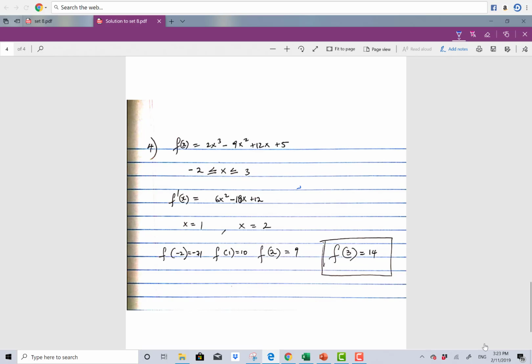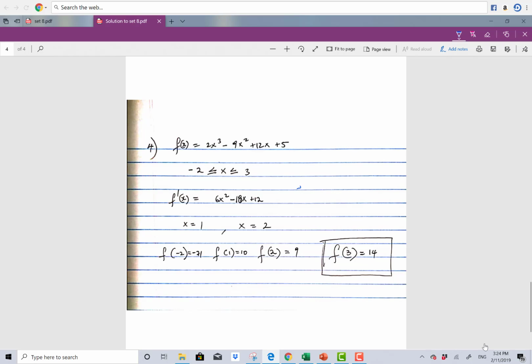So x equal to 1 and x equal to 2 are going to be critical points on the graph, which can be maximum or minimum depending on the situation. But we want to find the absolute maximum, which is the highest possible value. So we're going to include 4 values: the endpoints, which are negative 2 and 3, and also the critical points 1 and 2. So what I'm simply going to do now is plug all of these in.